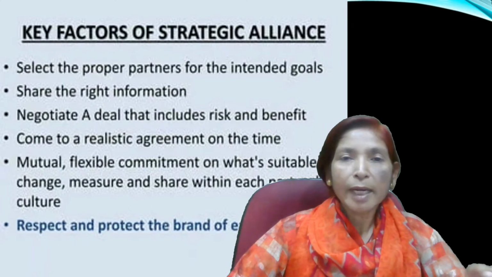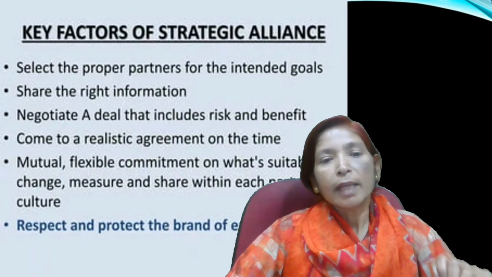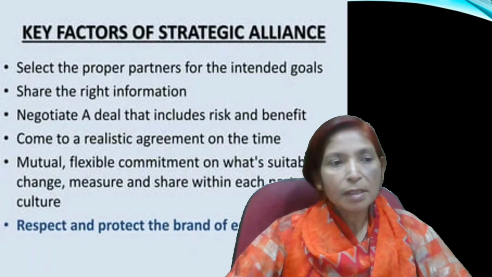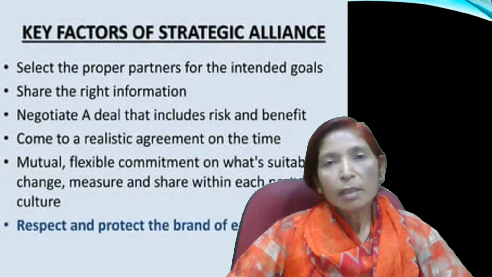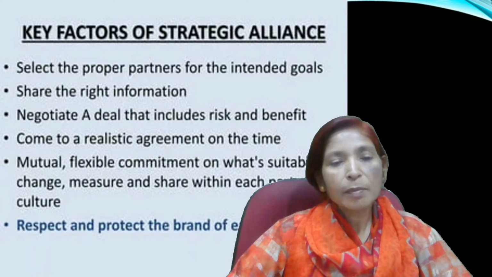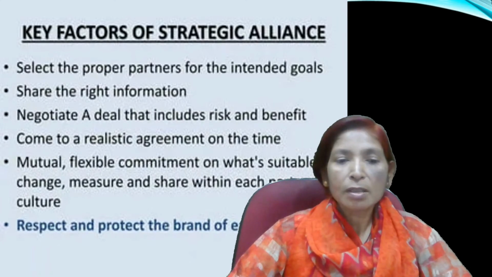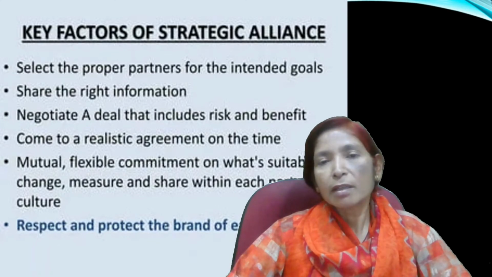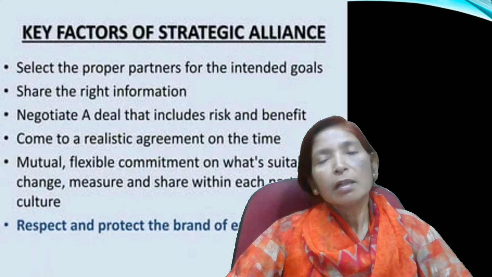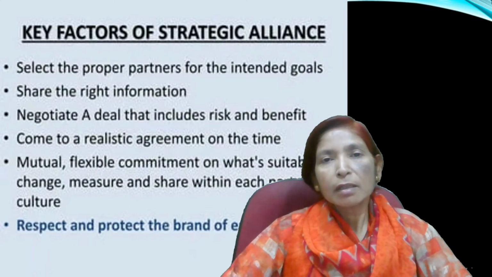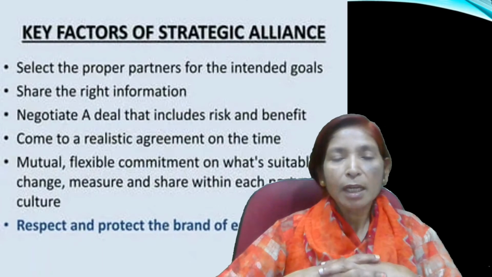Second is to share the right information. Third is to negotiate a deal that includes risk and benefits. Next is to come to a realistic agreement on the time. Next is mutual, flexible commitment on what's suitable to change, measure, and share with each partner's culture. Then, respect and protect the brand of each partner. So these are the main key factors of strategic alliances.